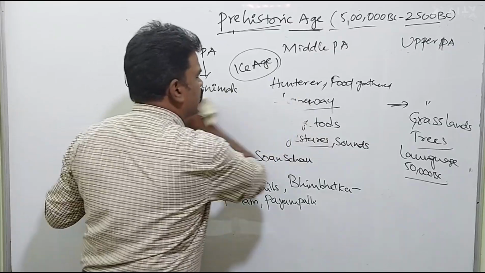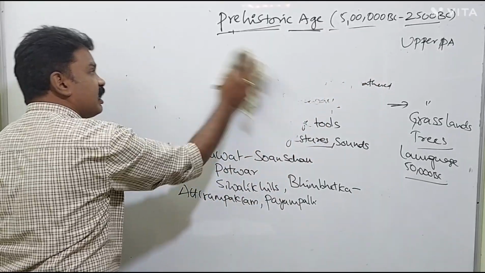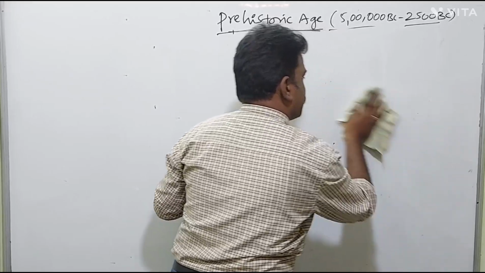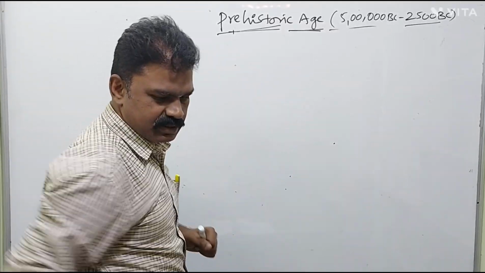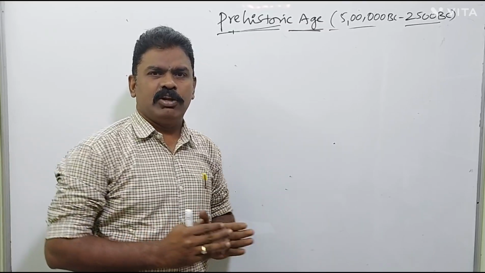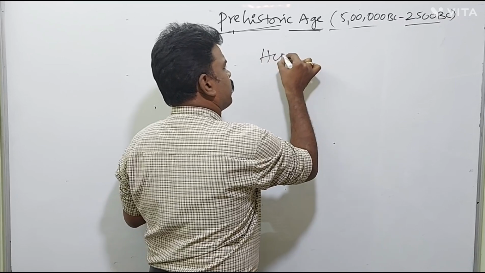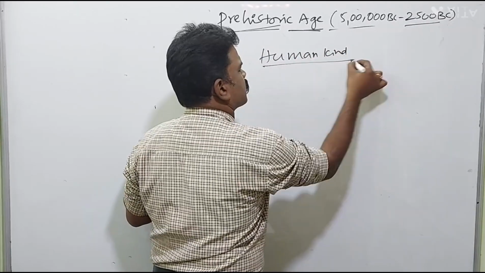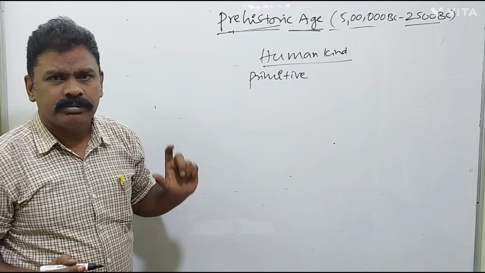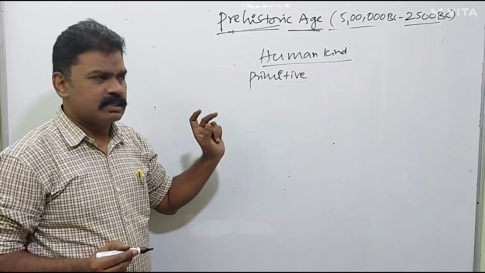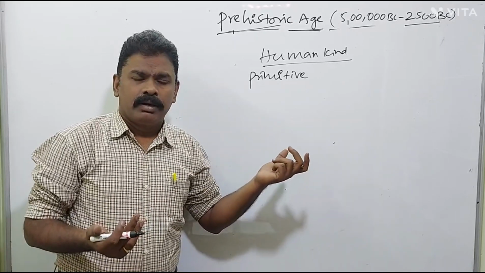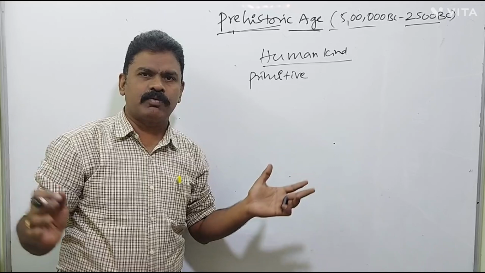Coming to the complete character or features of the humankind of the Paleolithic age, we will discuss generally for all the ages, not separately as lower, middle and upper. Humankind of that period was primitive, early man, with no knowledge. Primitive means no knowledge. No knowledge of fire, no knowledge of agriculture, no knowledge of even sounds. If a sound occurred, they used to scatter from one place to another.